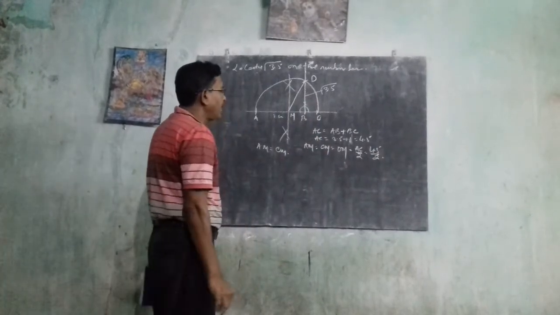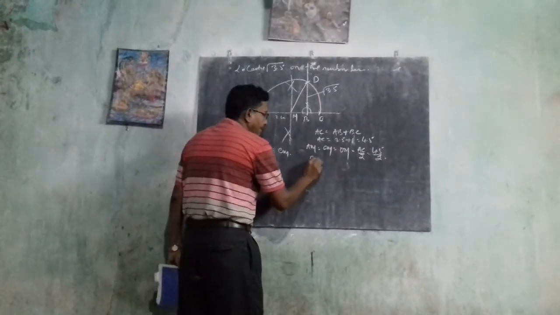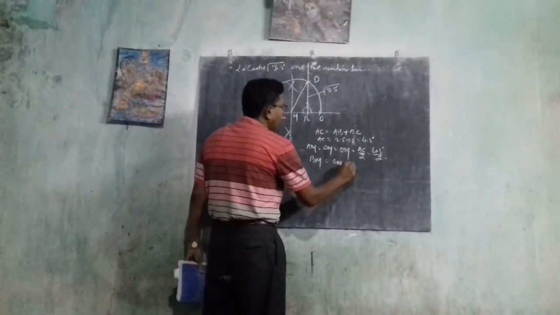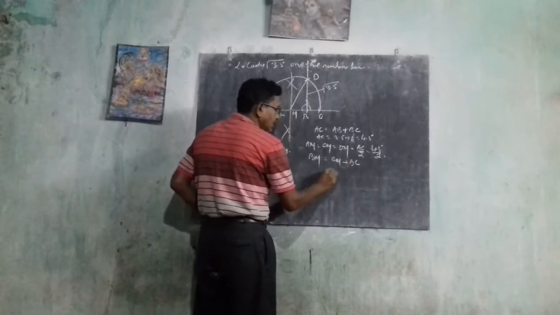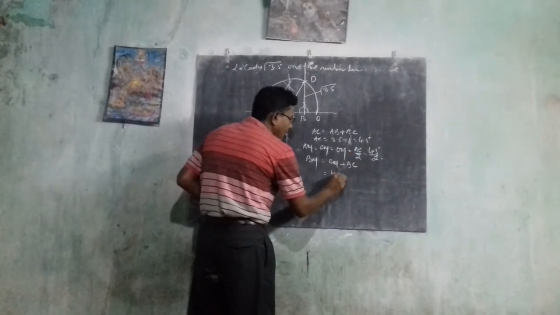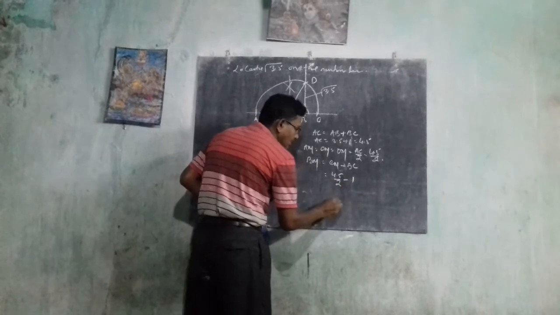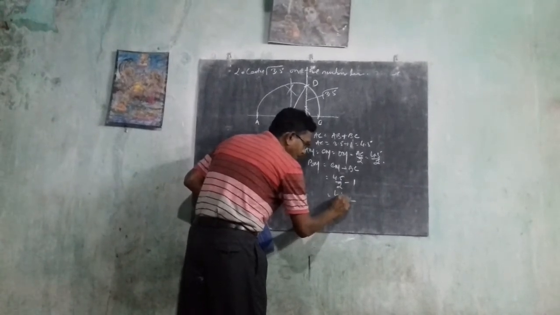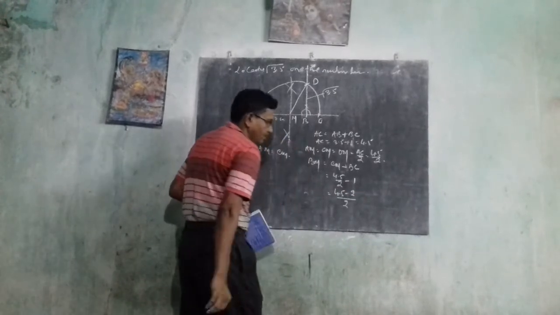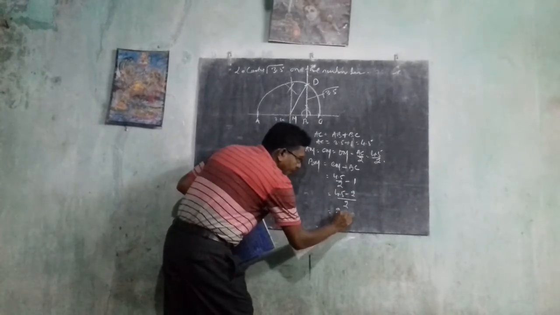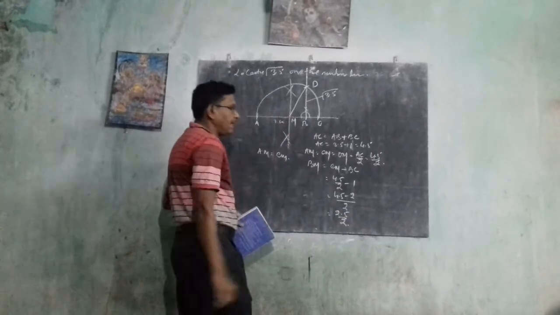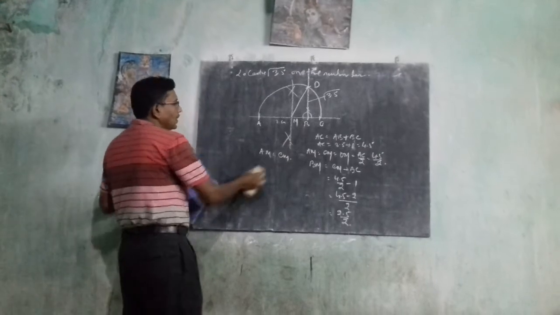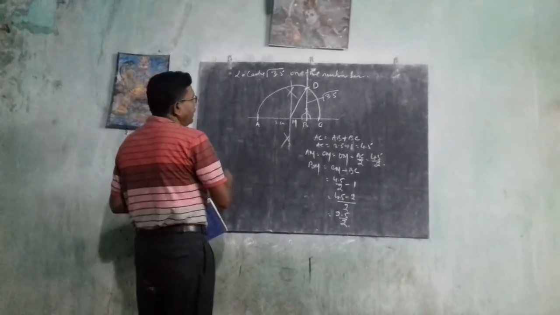Okay. Now we find BM. BM equals CM minus BC. CM is 4.5 by 2 minus BC, which is 1. Take the LCM: 4.5 minus 2 equals 2.5 by 2. BM is 2.5 by 2.